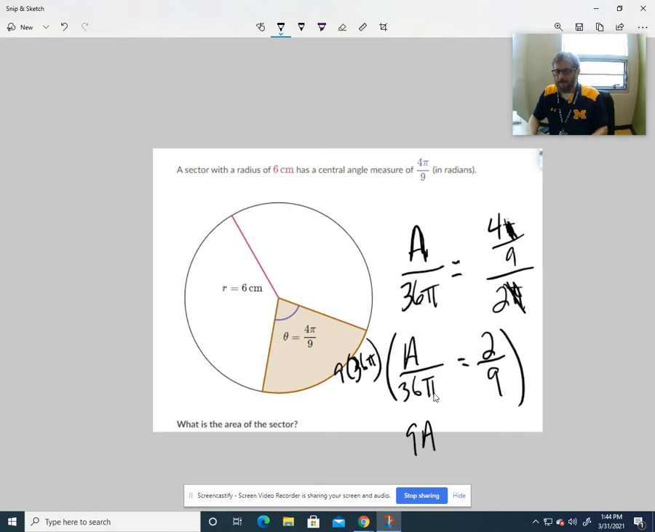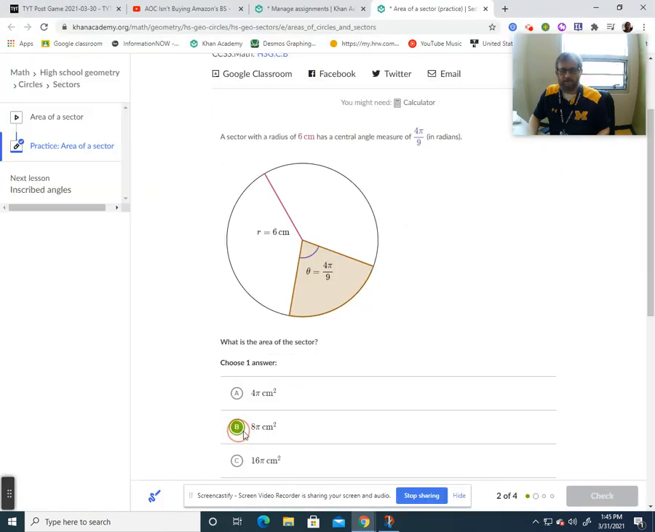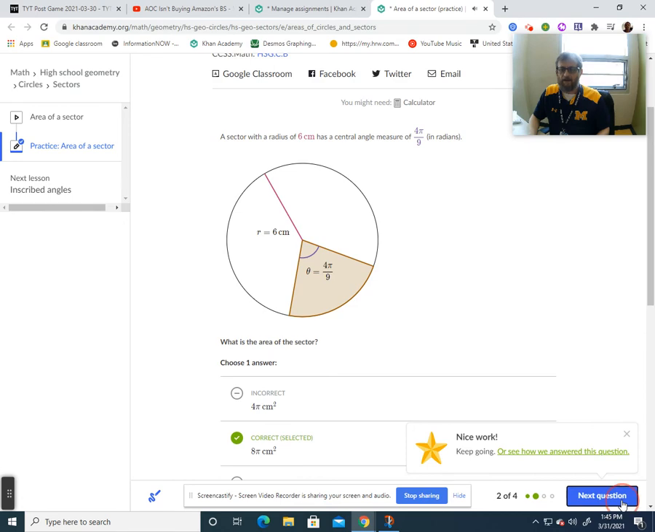So we get 9a, and then again, that cancels. So you get 72 pi, and you're dividing by 9, and so you get 8 pi. So our answer here again, right there, is multiple choice, 8 pi.